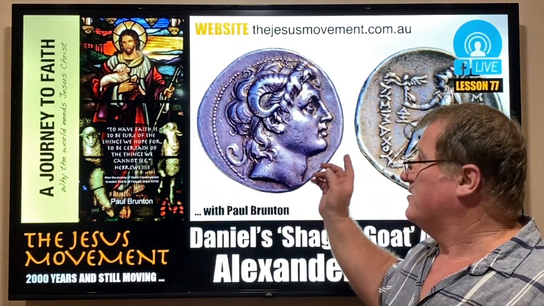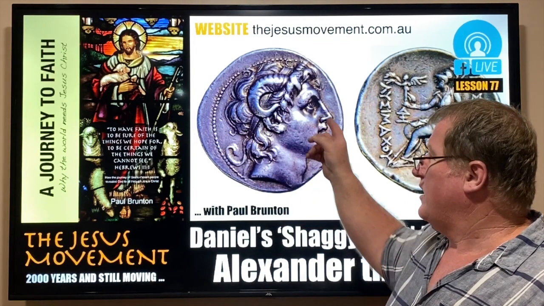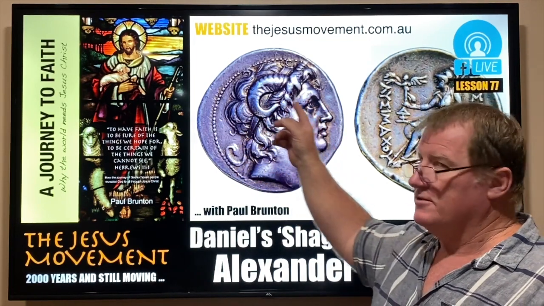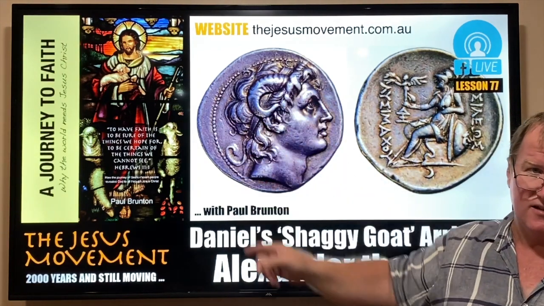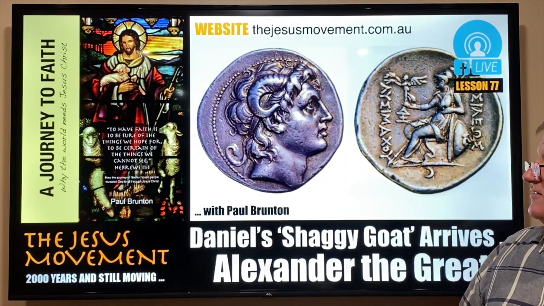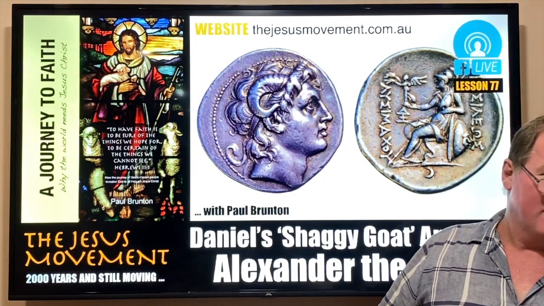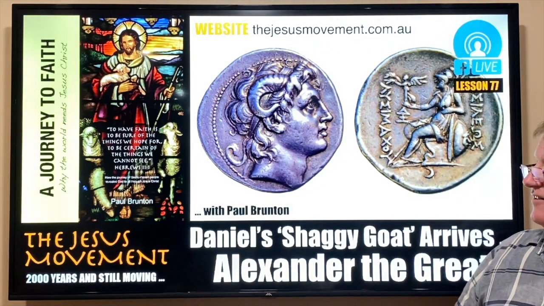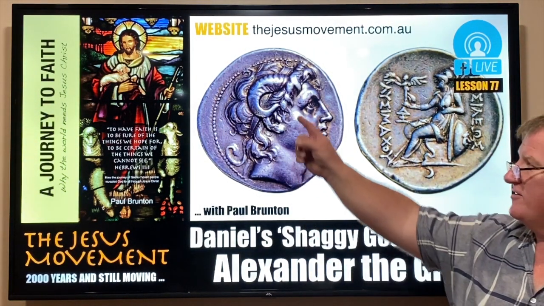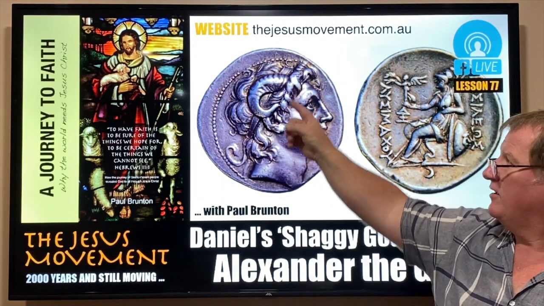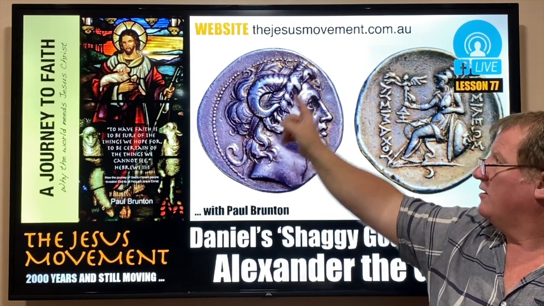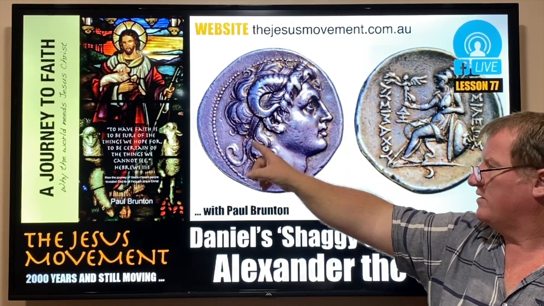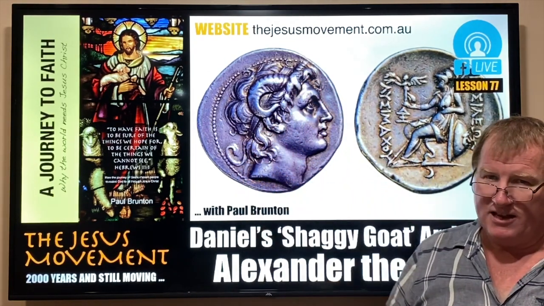So before we go into the lesson, on the screen here, we have a picture of a coin that's minted, and of course this is the head of Alexander the Great, and there's two things that you'll notice on there which are probably not normal to see. There's the horn here, and there's what's called the diadem, which is this cord with these two tassels that hang down the back.